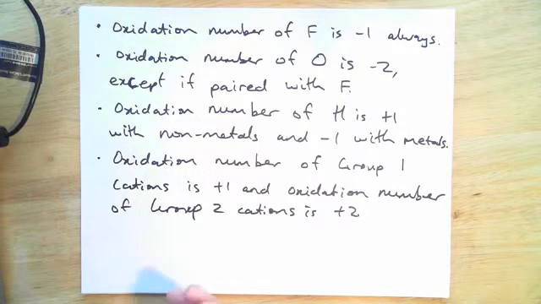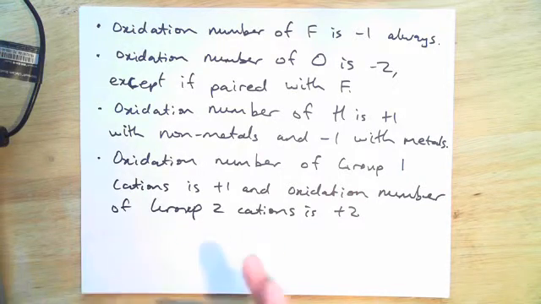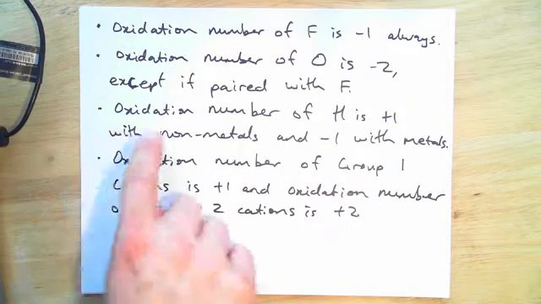Okay, so basically, if the overall charge of a compound is 0, then the individual elements must add to give you 0. If there's a charge on the overall compound, which we'll do an example of in a minute, then the overall oxidation numbers must add to give you that charge. Okay, so let's keep going here.